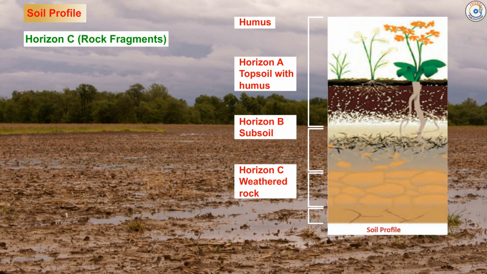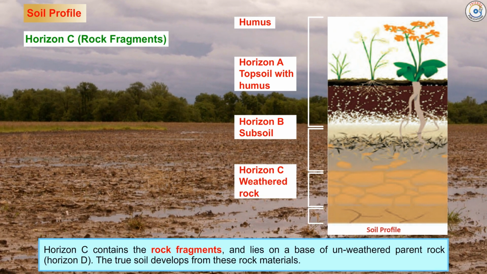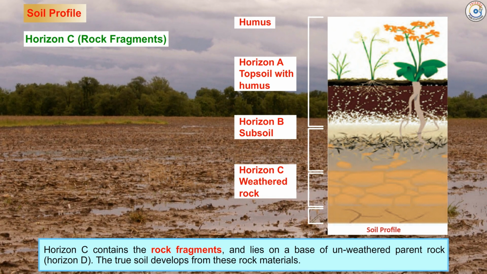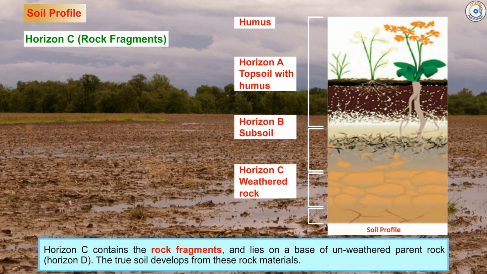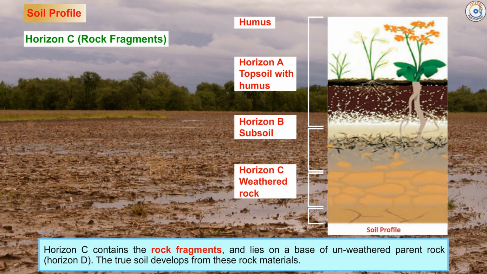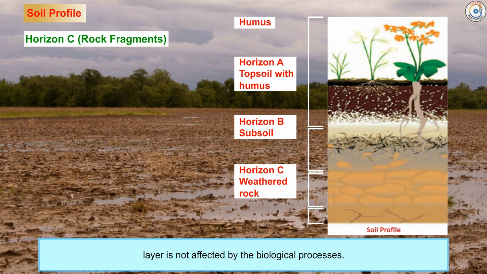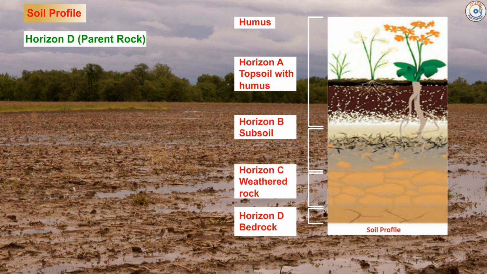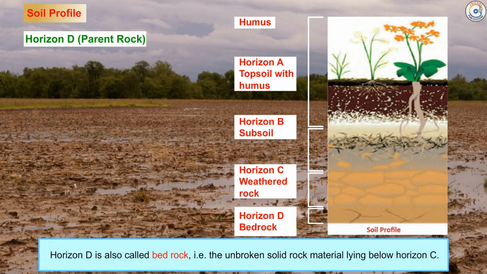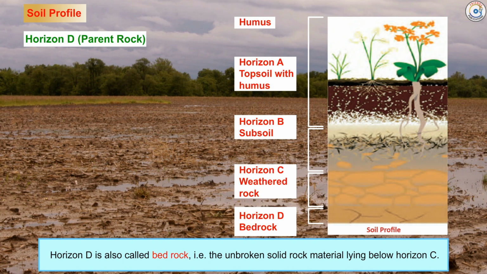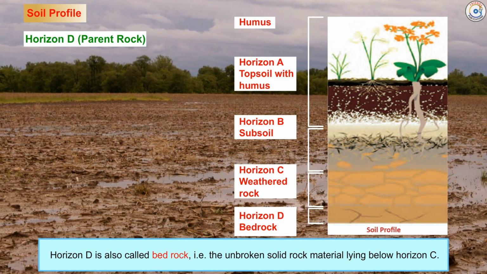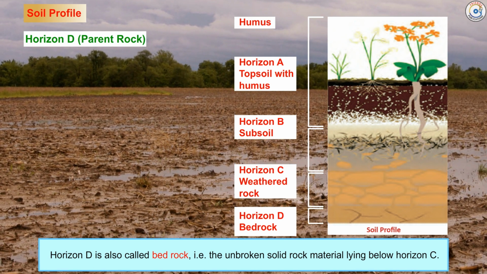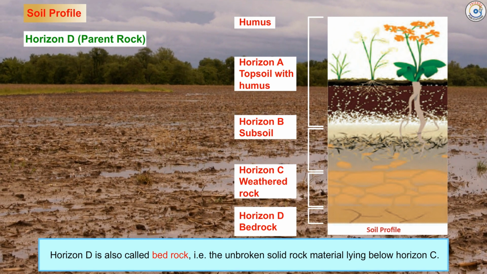Horizon C, rock fragments. Horizon C contains the rock fragments and lies on a base of unweathered parent rock, horizon D. The true soil develops from these rock materials. This layer is not affected by the biological processes. Horizon D, parent rock. Horizon D is also called bedrock, that is the unbroken solid rock material lying below horizon C. You can see the soil profiles picture.